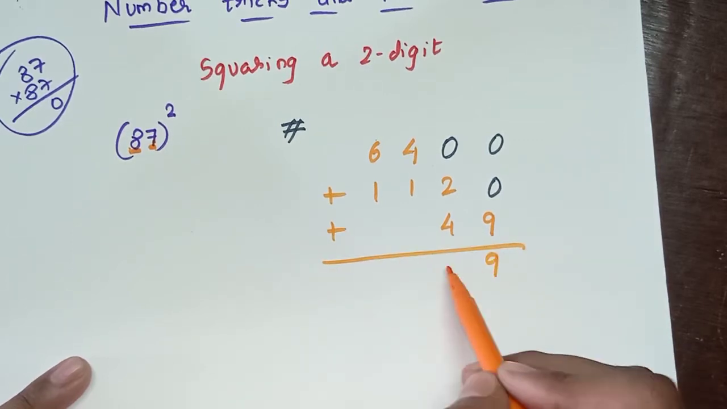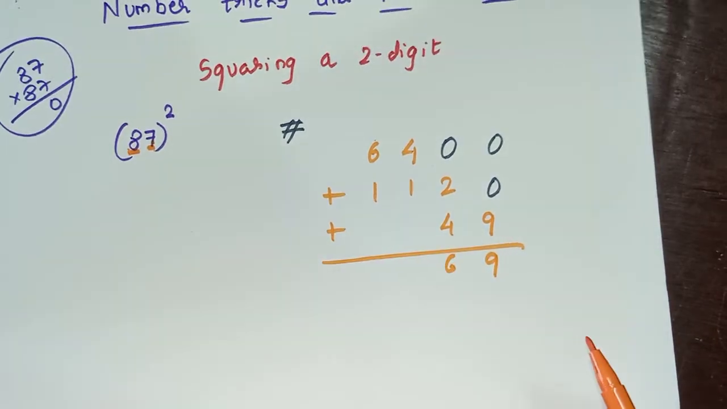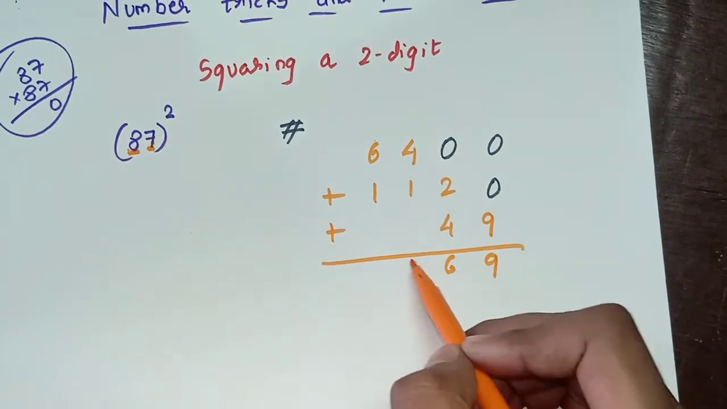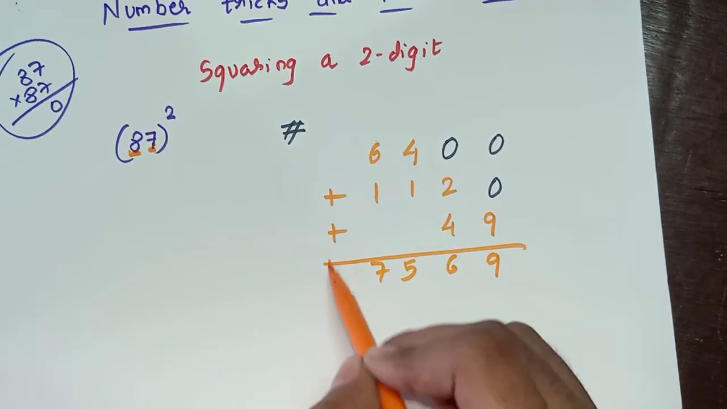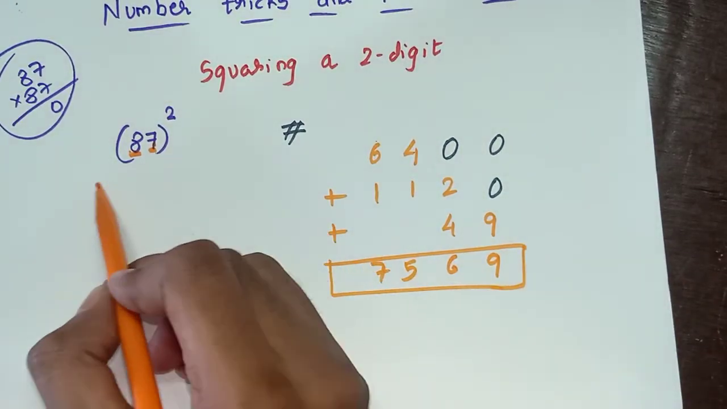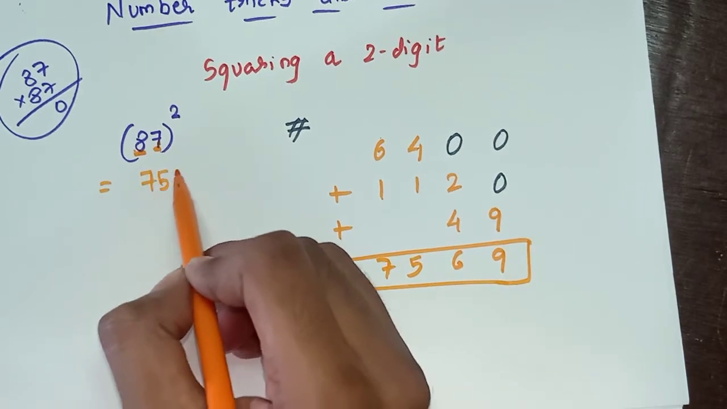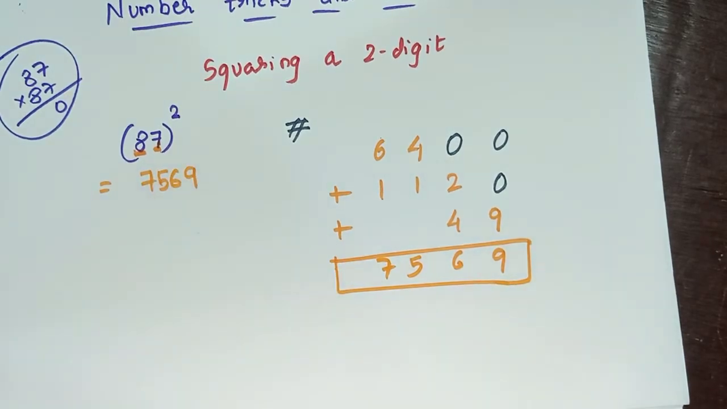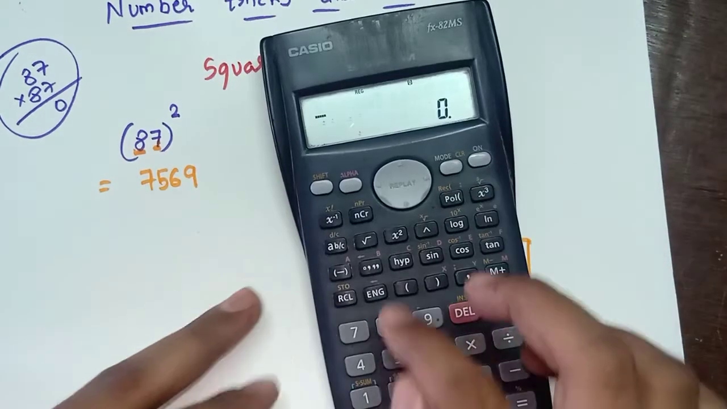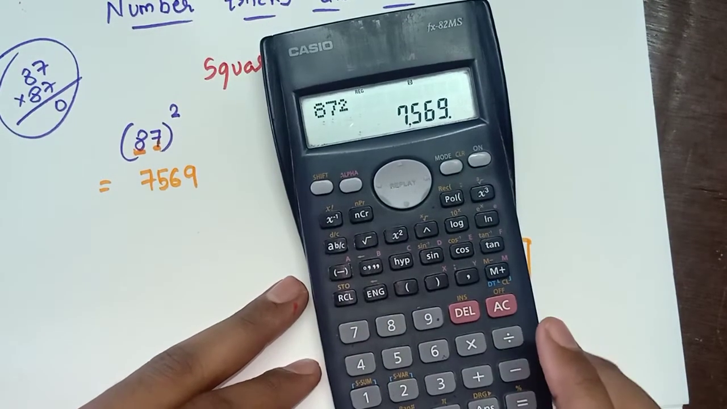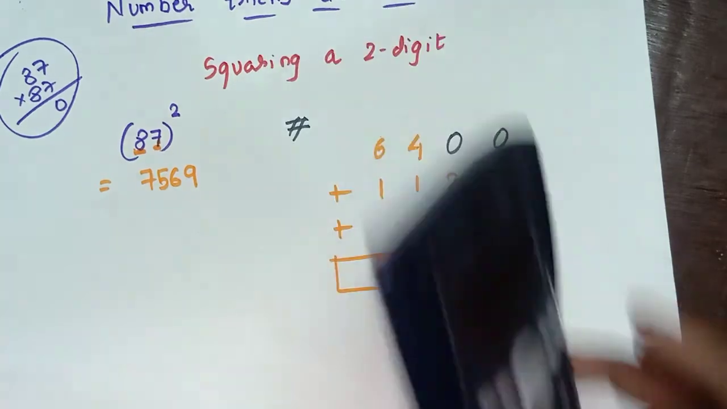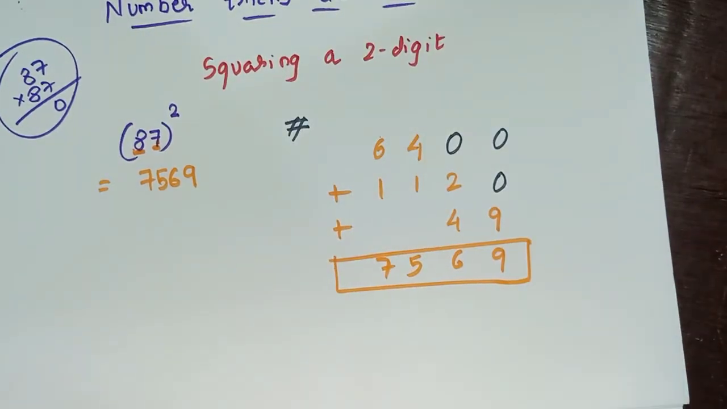So you get a 9, 6, so 4 plus 1 is 5, and 7. So that is your answer. The square of 87 is 7569. As usual, we are going to check it. So let us have it, 87 squared is 7569. That is one method. Let us see another question, and then I will show you another method also.